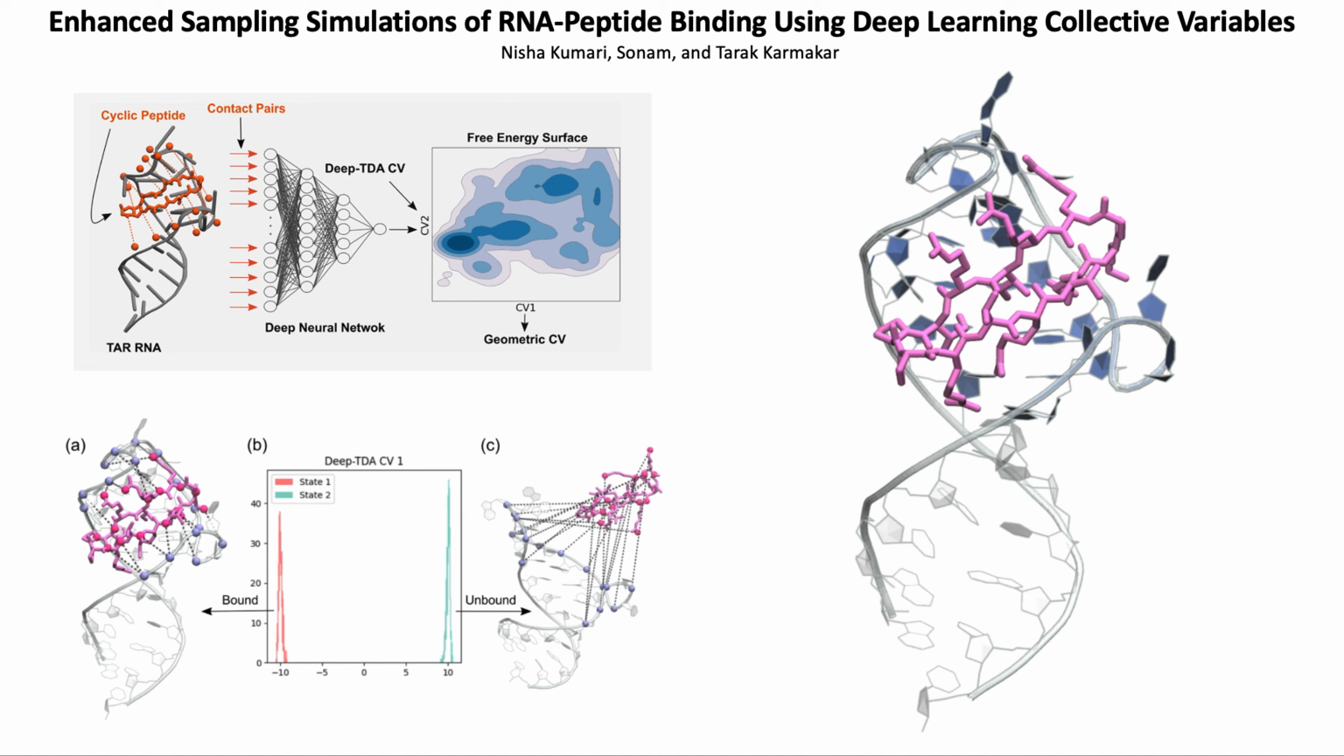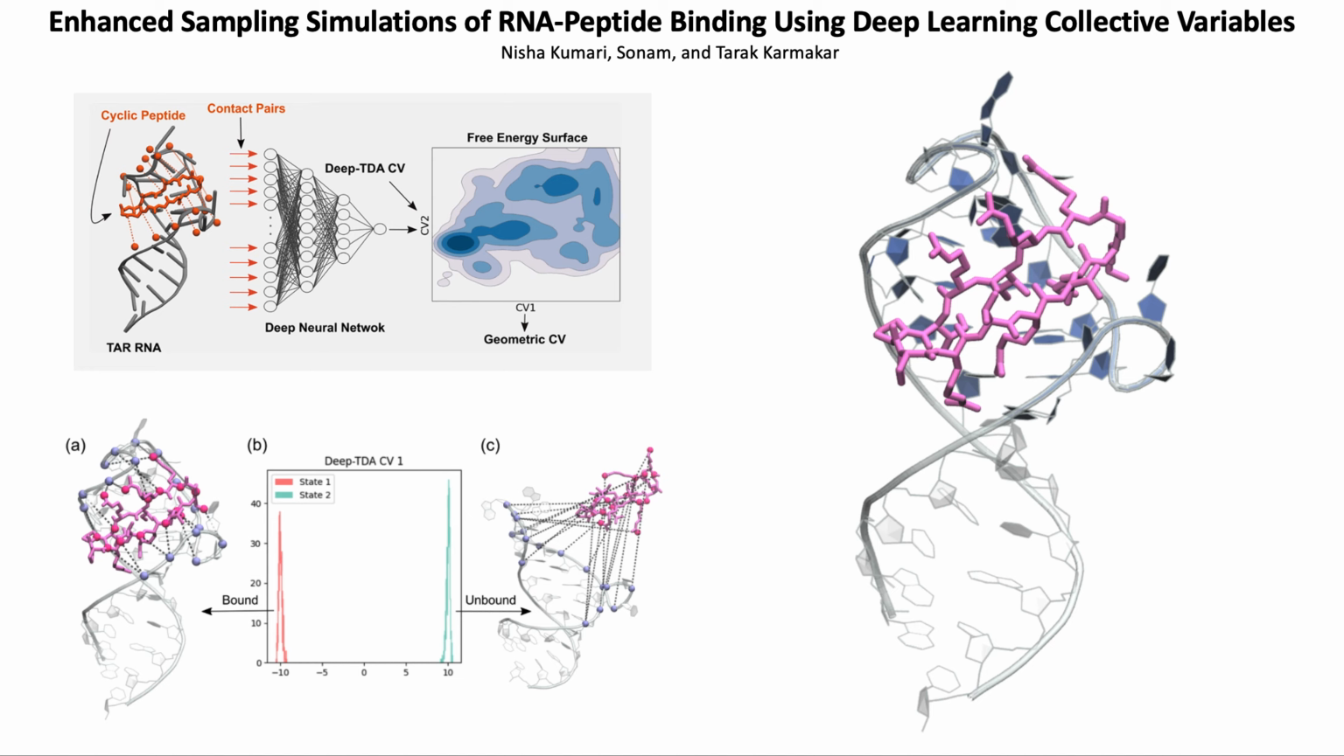So in this paper, they look at a protein RNA complex, specifically one between HIV TAR RNA and the L22 peptide, and they decide to identify new CVs for this complex and test them in a simulation. So to generate these CVs, they use a recently established method called deep TDA, Deep Targeted Discriminant Analysis.